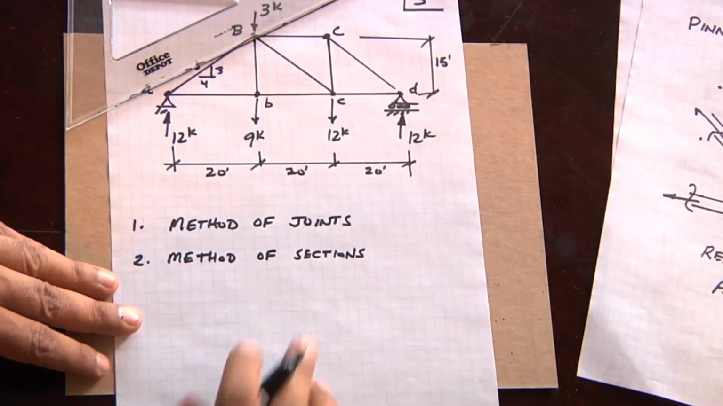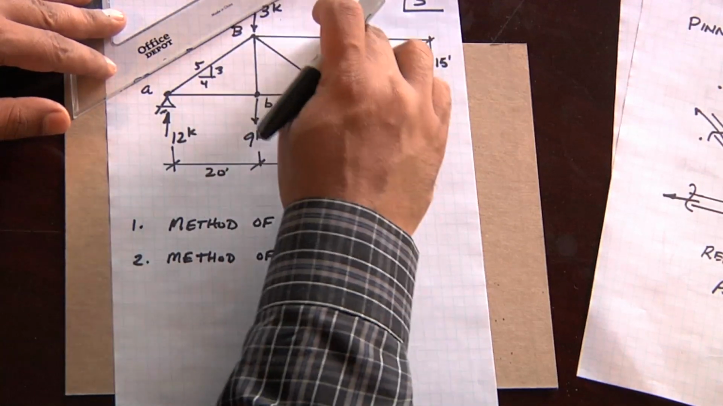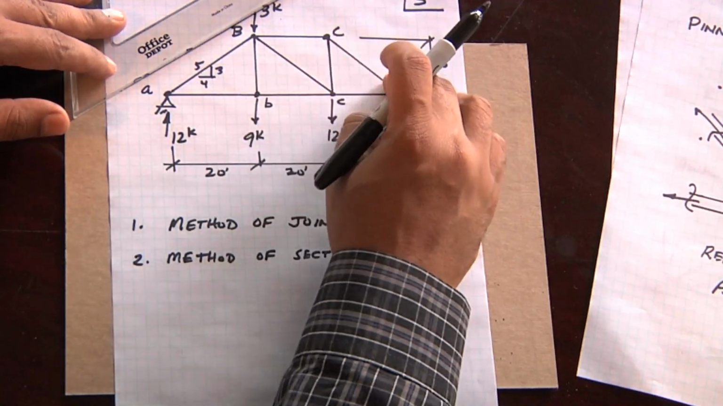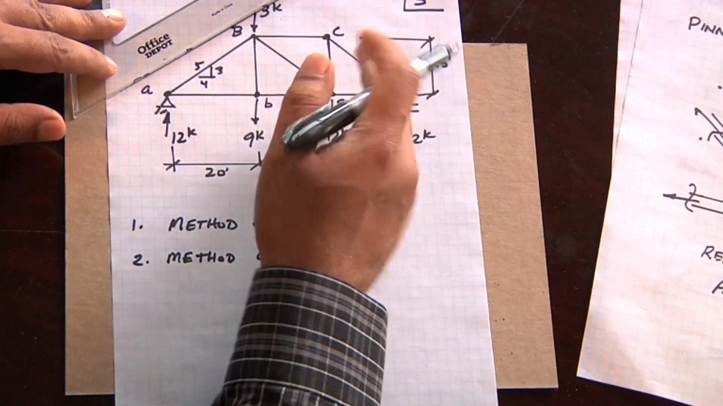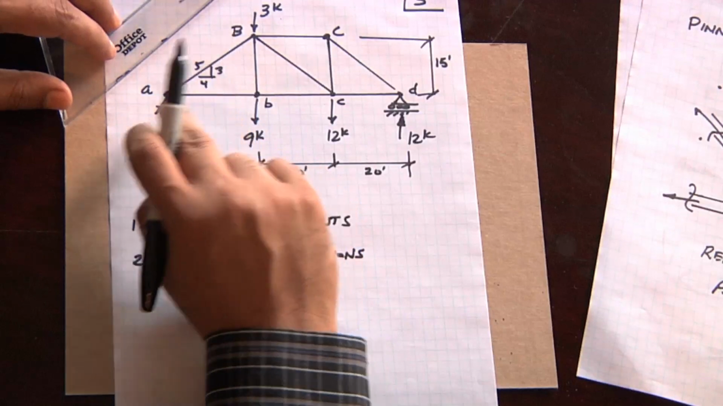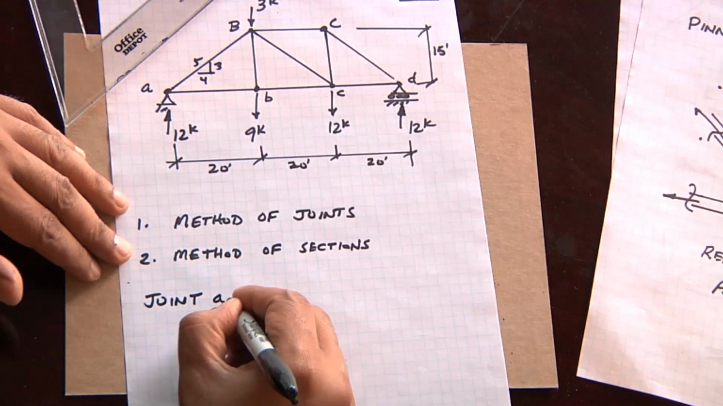There's the method of sections. The method of joints is taking a free body diagram of each joint and working your way throughout the entire truss. The method of sections is to cut sections as appropriate in order to solve the loads. Let's start with the method of joints, and let's take a look at joint A.